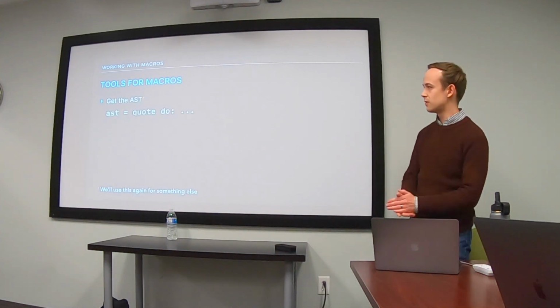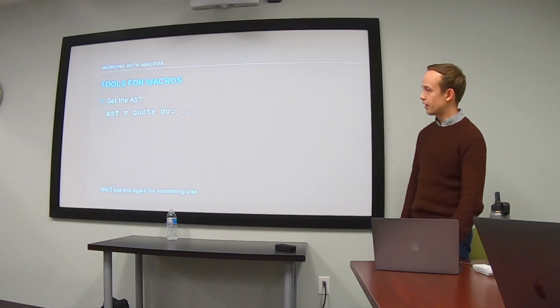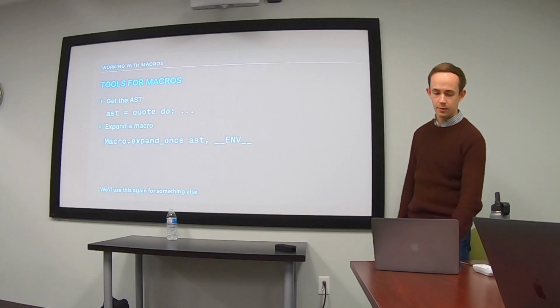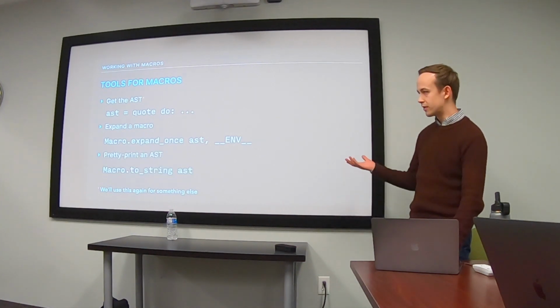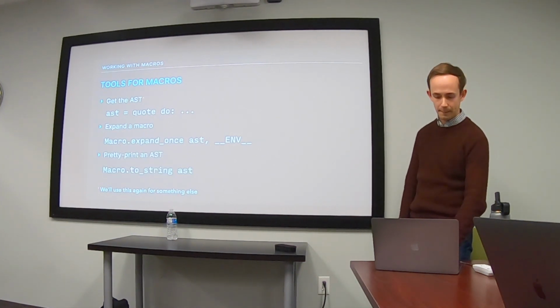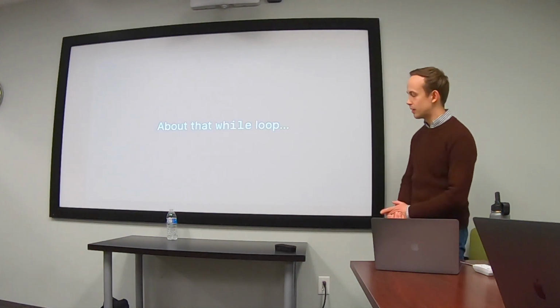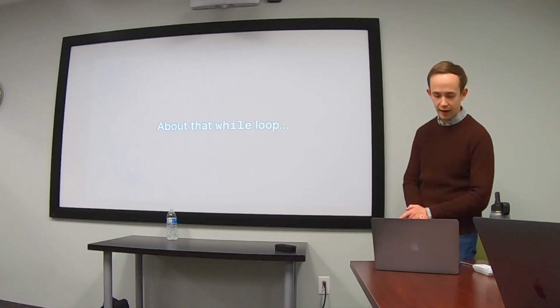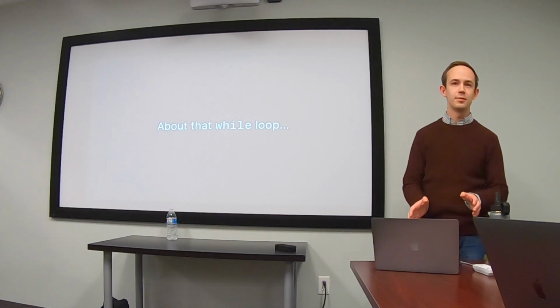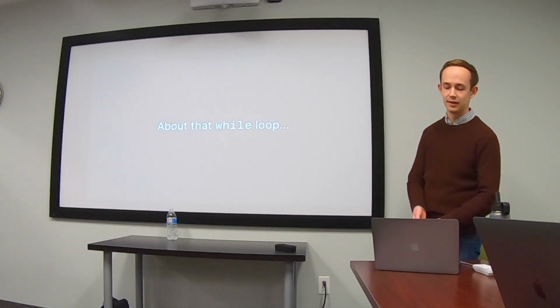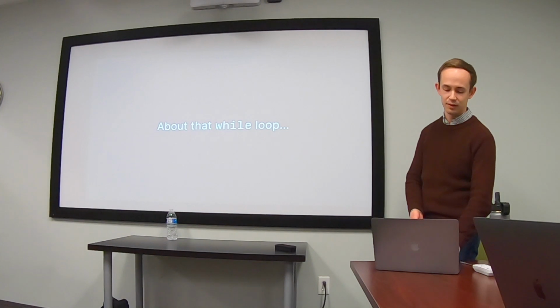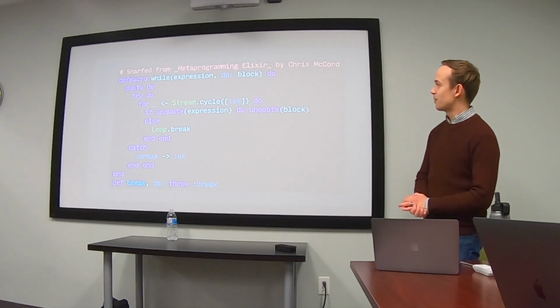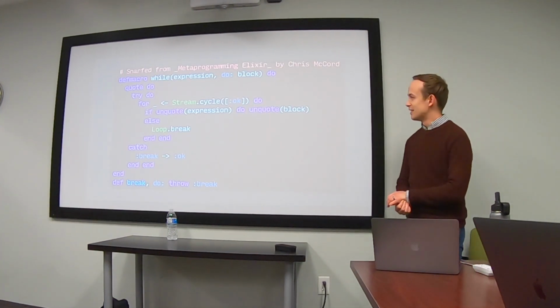In brief overview, just a few tools for macros. You can get the abstract syntax tree with quote do. You can expand a macro with macro expand once, and then you can pretty-print the abstract syntax tree with macro toString. Now, about that while loop, let's take a look at that. A disclaimer: I stole this from Chris McCord's book, Metaprogramming Elixir, which you should definitely check out, and we'll give another plug for it later. But here you go, shamelessly snarfed from that.